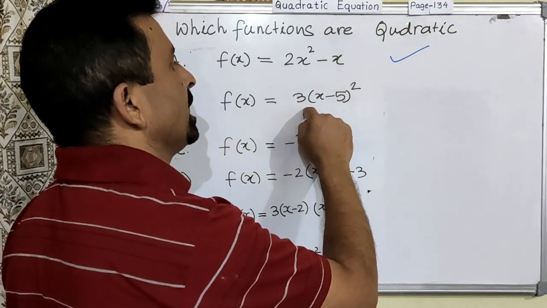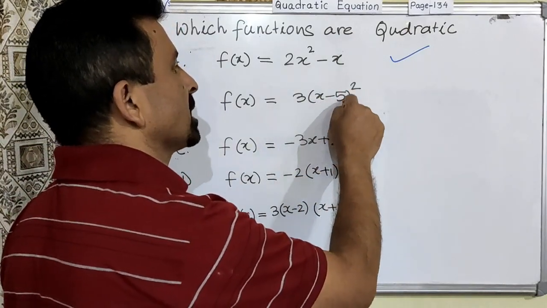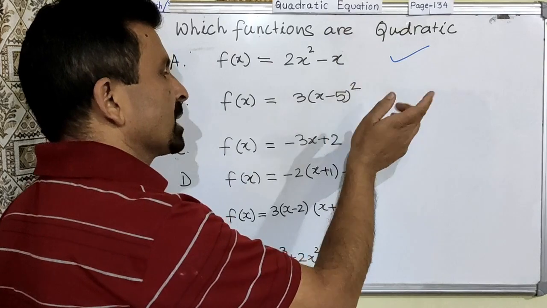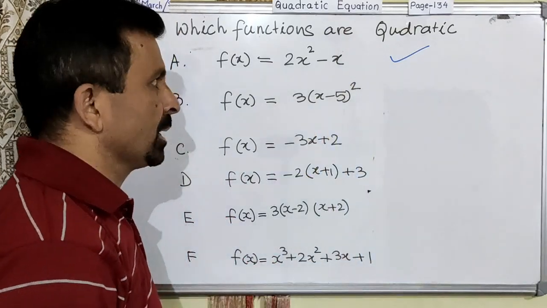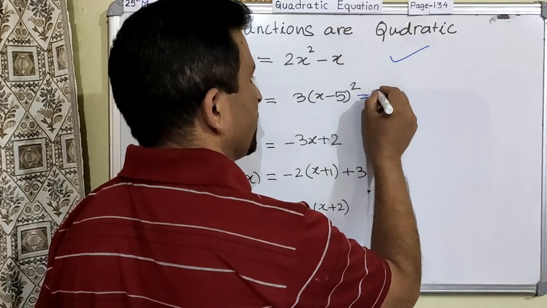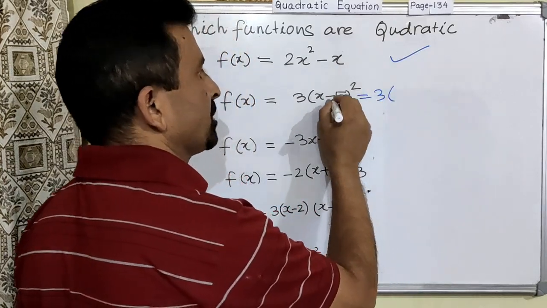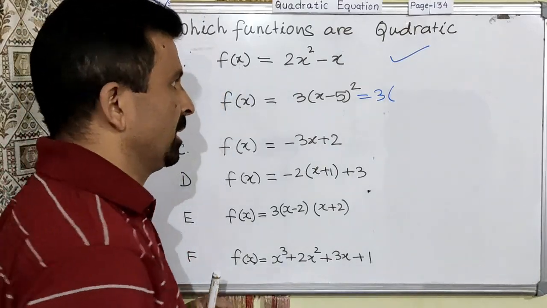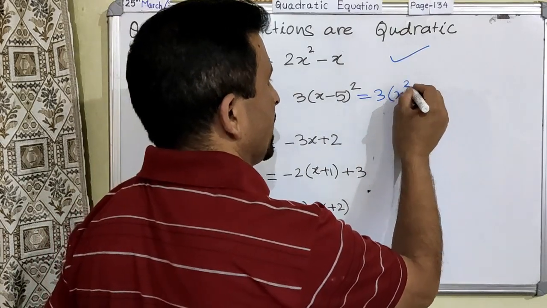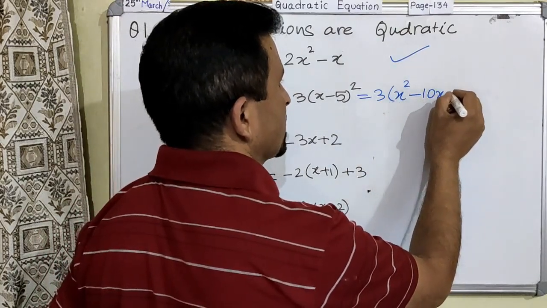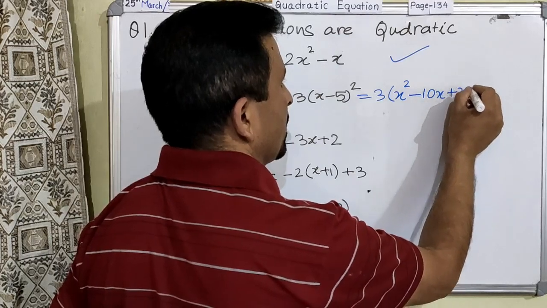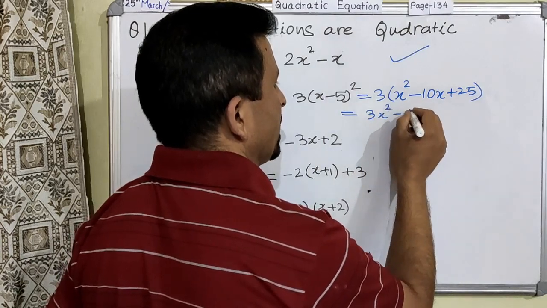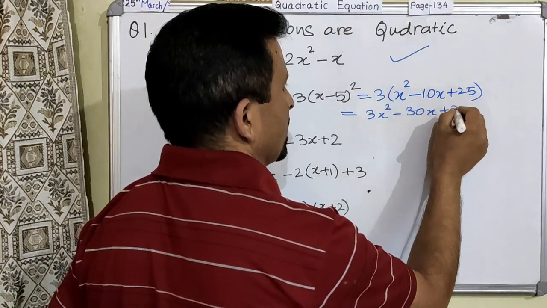Now come to this part. This is 3 into x minus 5 whole square. When I simplify this x minus 5 whole square, obviously I will get the degree of x as 2. Let us see how. This is 3 as it is, and then use the a minus b whole square expansion. A minus b whole square is a square minus 2ab plus b square. So the result of this will be x square minus 10x plus 25. Clear? And now we simplify also. It is coming 3x square minus 30x plus 75.